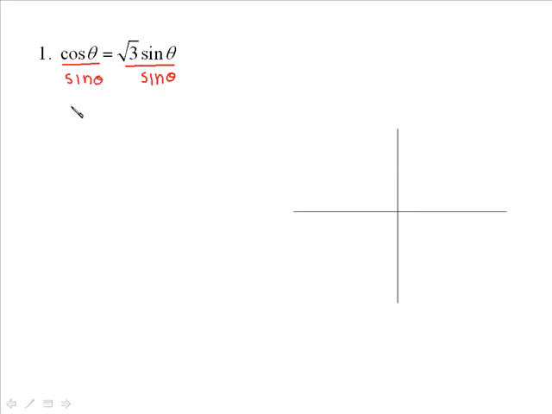So now we get cosine theta over sine theta is equal to square root 3. And be aware, in these questions we are solving for something. They're not proofs. They're not just a simplification. We want an answer. And then that's going to break down or be replaced with cotangent theta. And we've been here many times before.